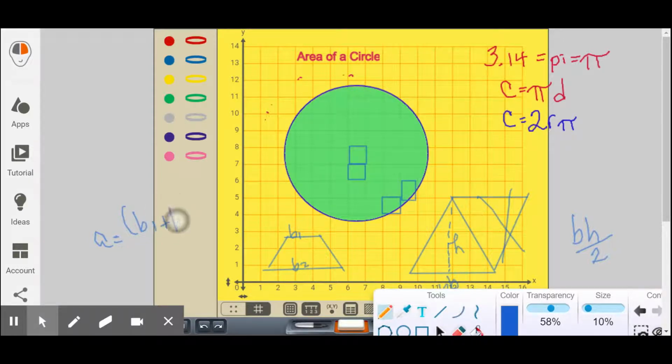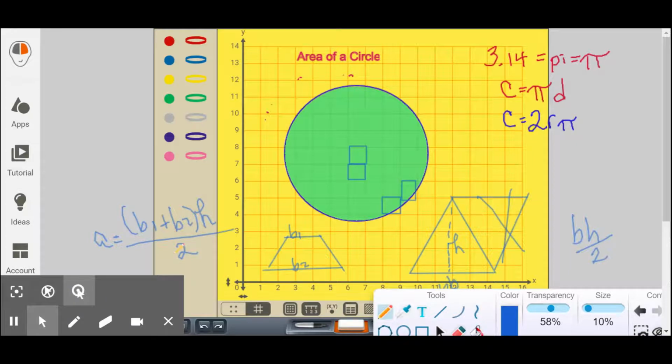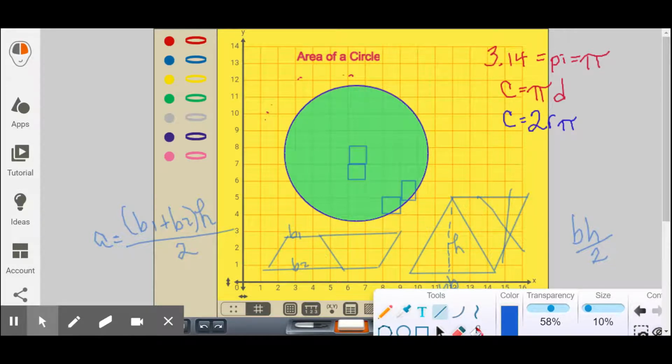Base 1 plus base 2, and then what do we multiply it by? We multiplied it by the height, and then we divided by 2, because if we don't divide it by 2, then we get a double trapezoid. A double trapezoid is your parallelogram.